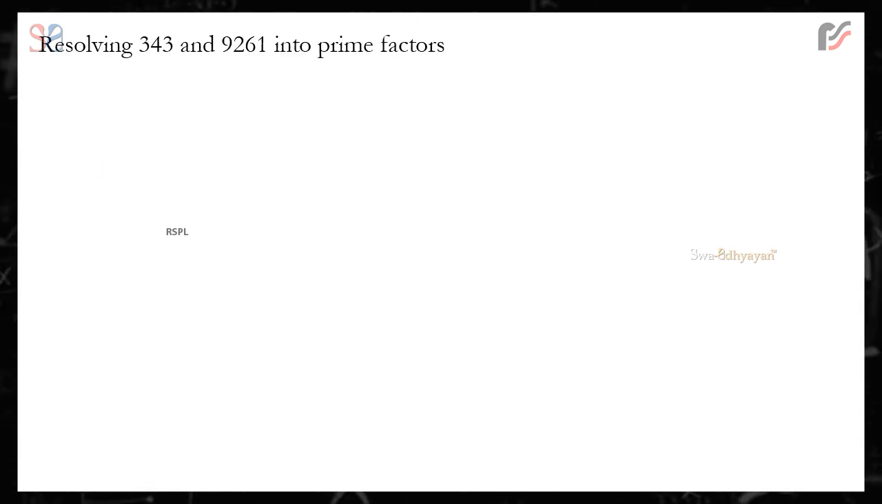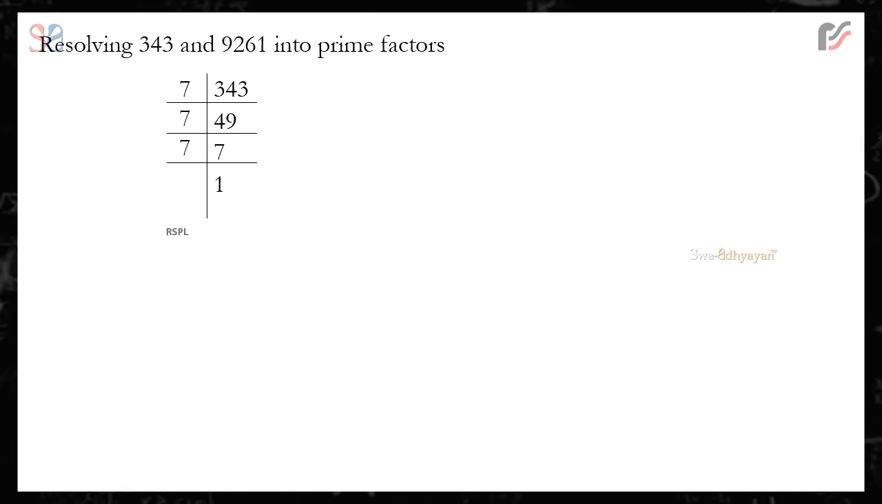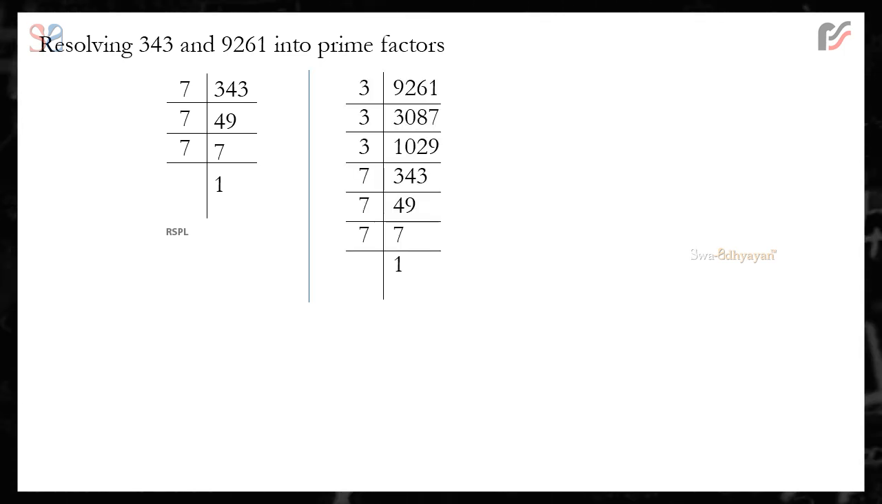Resolving 343 and 9261 into prime factors. On dividing 343 by 7, we get 49. On dividing 49 by 7, we get 7. On dividing 7 by 7, we get 1. On dividing 9261 by 3, we get 3087. On dividing 3087 by 3, we get 1029. On dividing 1029 by 3, we get 343. On dividing 343 by 7, we get 49. On dividing 49 by 7, we get 7. On dividing 7 by 7, we get 1.